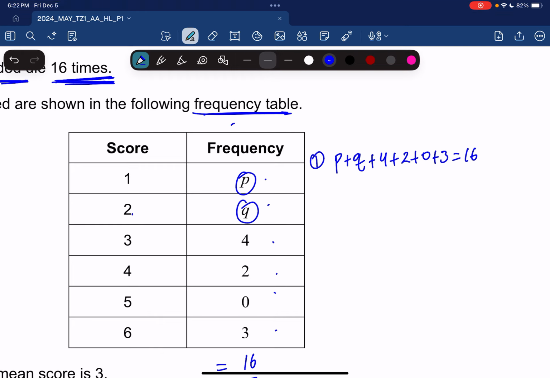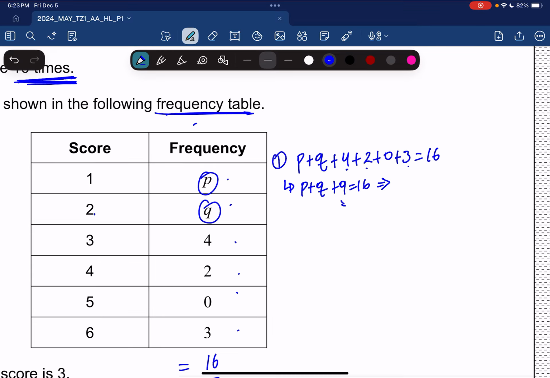And if I do the whole calculation, that will give me P plus Q plus 4 plus 2, which is 6, and then 6 plus 3 gives me 9, is equal to 16. Then I can just bring the 9 to the other side, subtract 9, so that I isolate P and Q. So now P plus Q is equal to 16 minus 9, which gives me 7.